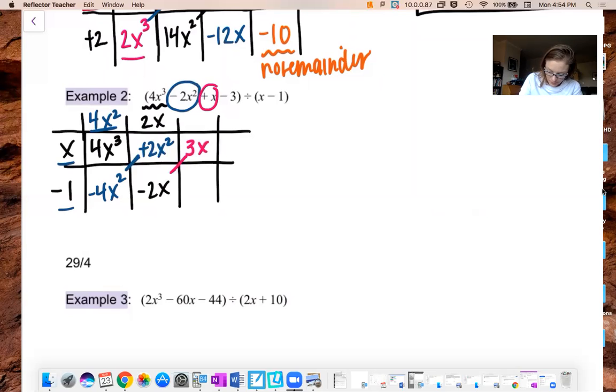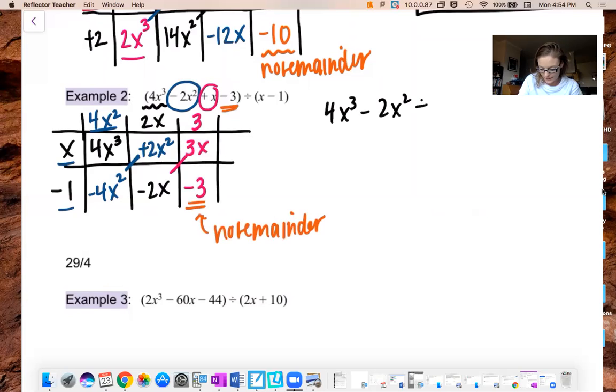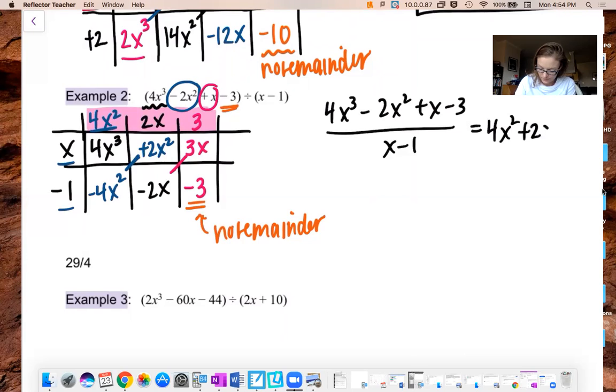Then I know the top up here has to be a 3. So when I do 3 times x, I get 3x. And then if this box is negative 3, and those match up, I again know that there is no remainder. So when I take 4x cubed minus 2x squared plus x minus 3, divide by x minus 1, I get a final answer. Remember, your final answer is going to be whatever you have on top up here. So my final answer would become 4x squared plus 2x plus 3.